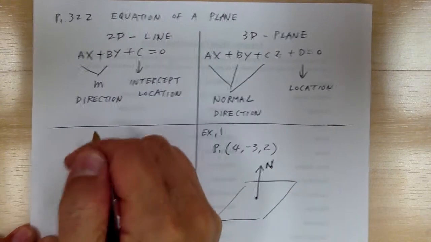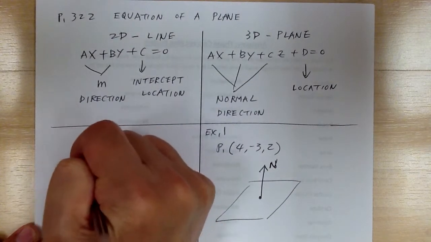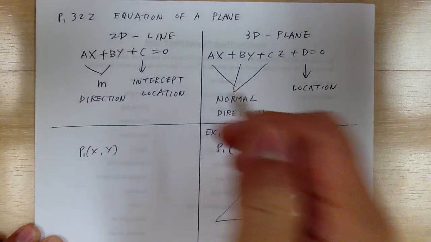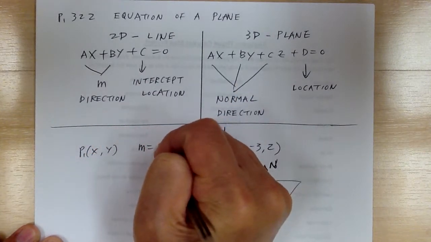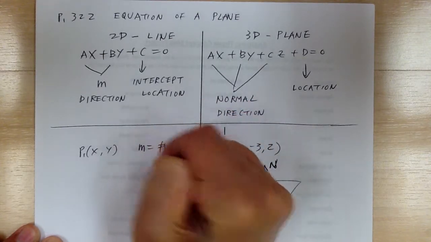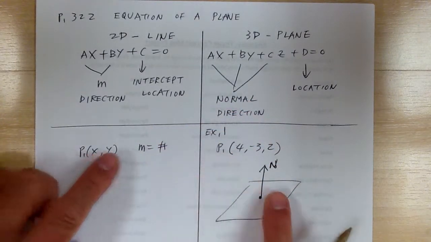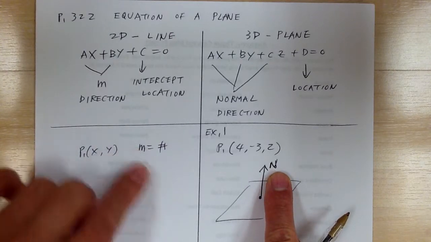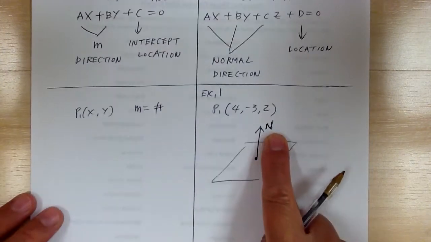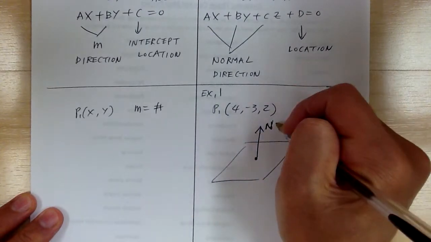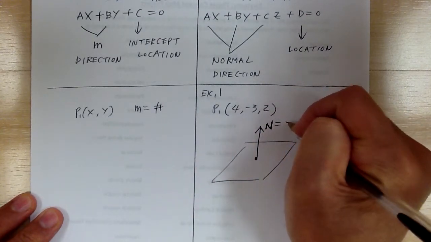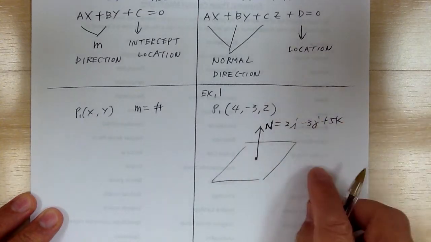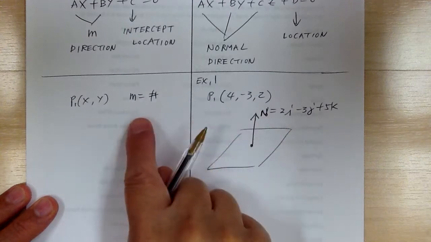In a similar way, they give you a point, x, y, and then they give you the slope. So it's the same situation: the point, and the normal is like your slope. So you're going to use point slope form. But over here, the normal is given to you as 2i minus 3j plus 5k. So in this case, it's easier than the two-dimensional.